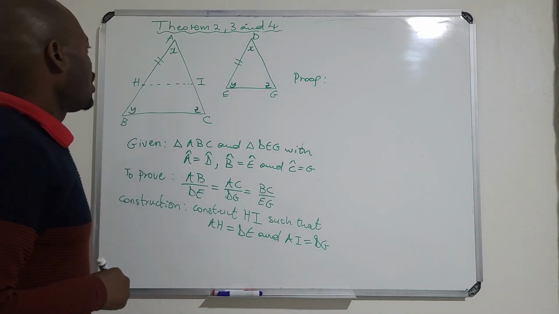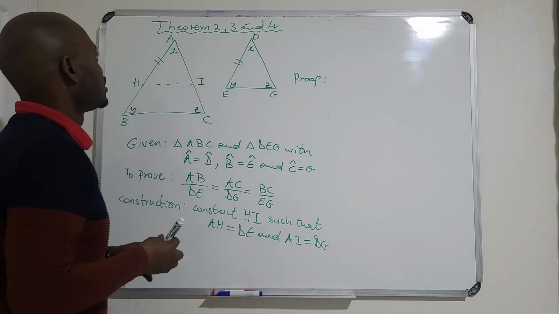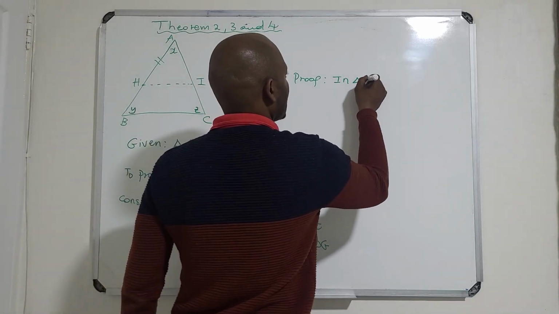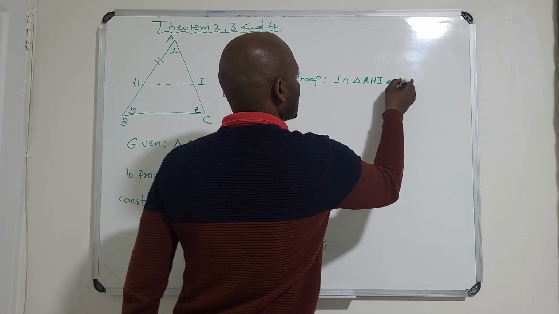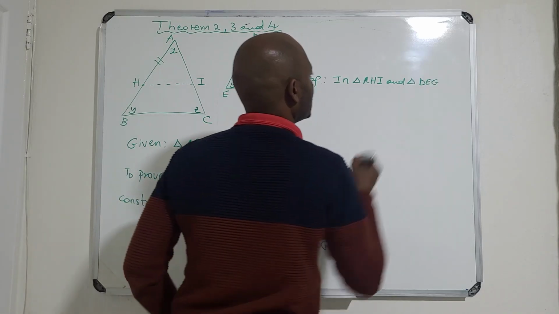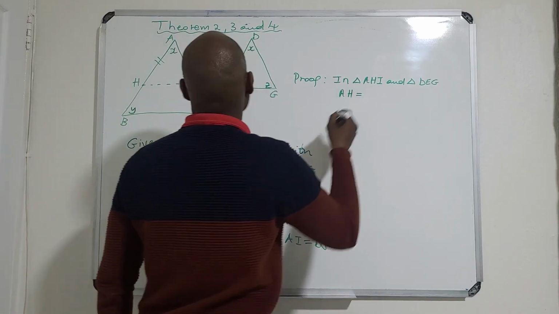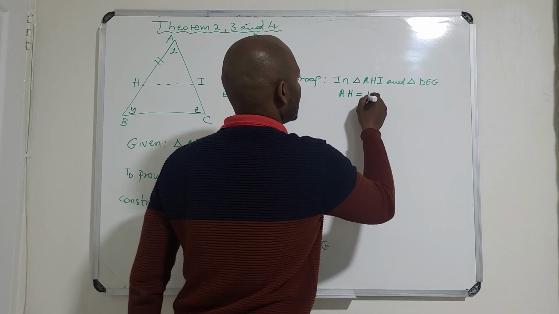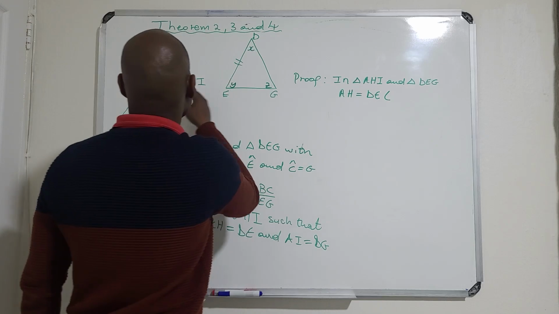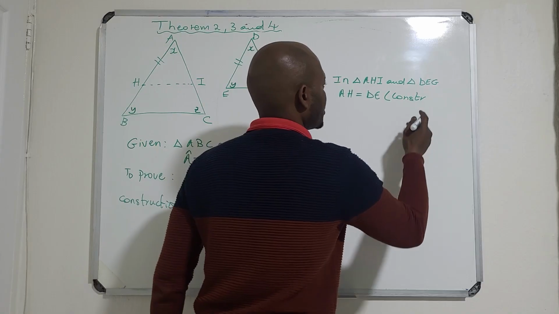Now we prove it. We want to prove that this triangle is congruent to this triangle. In triangle AHI and triangle DEG, AH is equal to DE. Reason? Construction, because we've constructed it there.